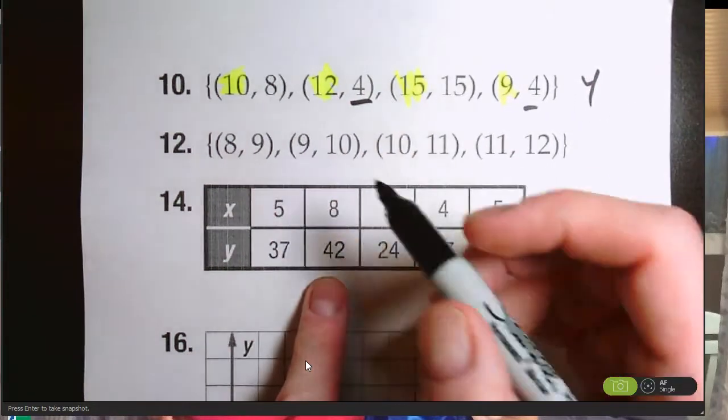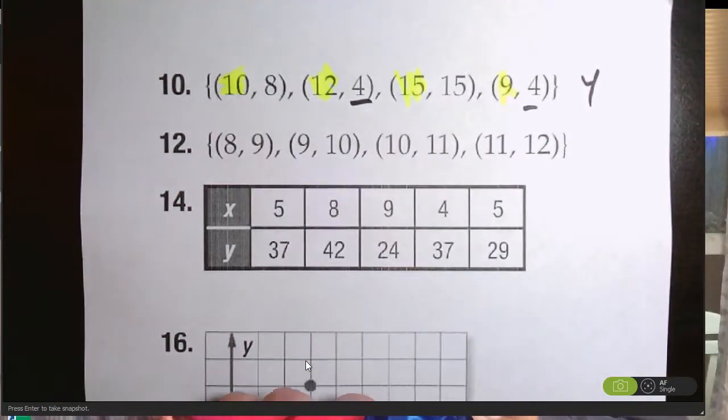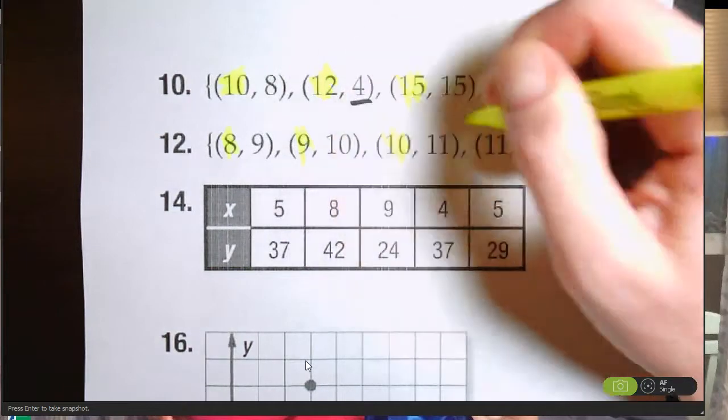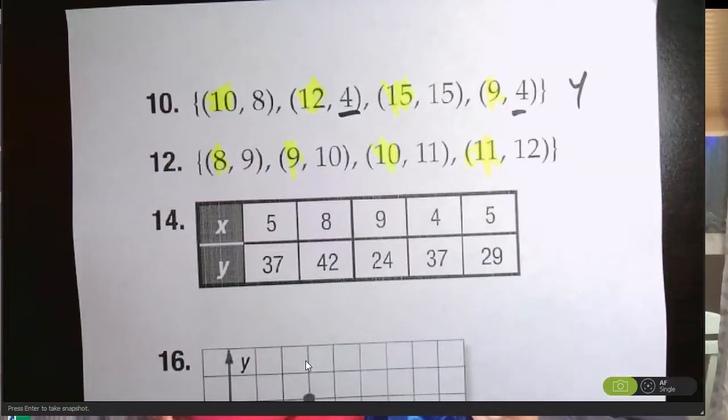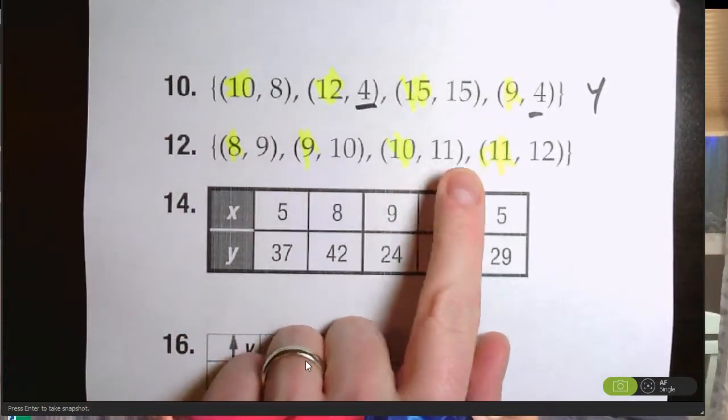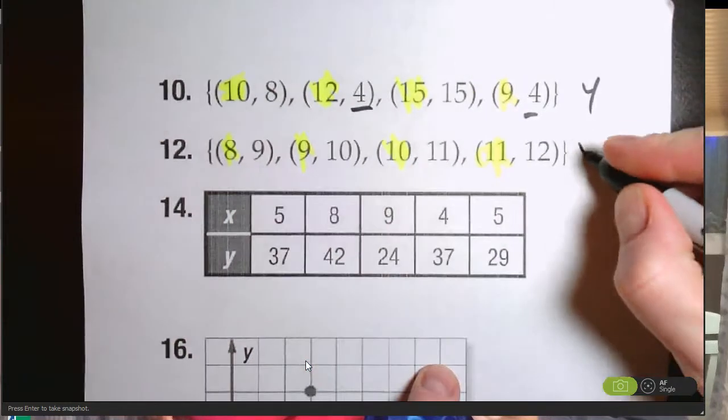Same thing for number 12. Again, look at the inputs. The inputs are the x's. Do 8, 9, 10, or 11 go to more than one value? No. 8 only has 9, 9 only has 10, 10 only has 11, 11 only has 12. So yes, this is also a function.